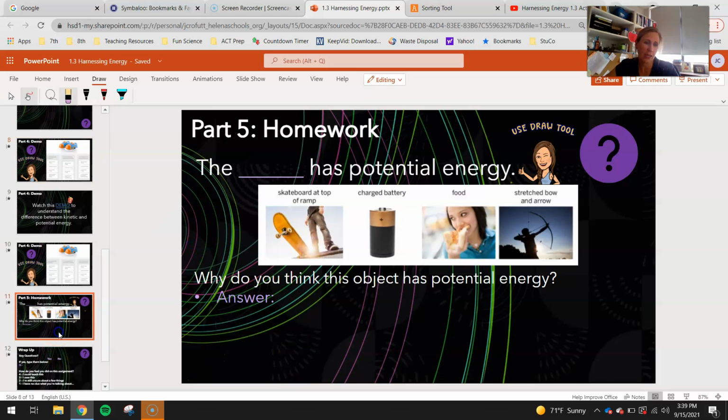Okay, finally, you have a question to answer. The blank has potential energy. So you are looking at these 4 objects, either the skateboard at the top of the ramp, the charged battery, the food, or the stretched bow and arrow. So choose one of those that you think has potential energy. There might be more than one. Just choose one that you think has potential energy and use your draw tool to circle which one you're going to talk about and why you think this object has potential energy. So explain why you think it has the ability to move or change.